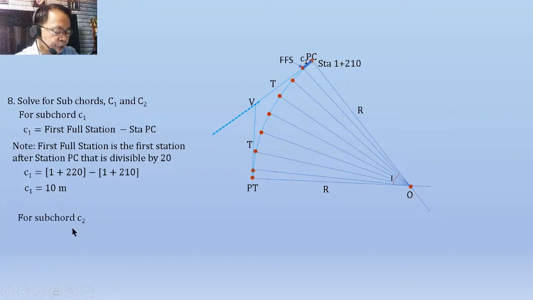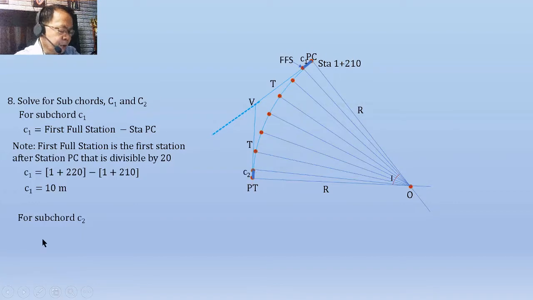Yung C sub 2 naman is actually kay this length, ano? Yun yung distance naman between the last full station and our stationing of the PT. And it will exist kay kung ang ating stationing of the PT is not actually divisible by 20. And because our stationing of the PT was computed at which is not divisible by 20, hence we shall have C sub 2.